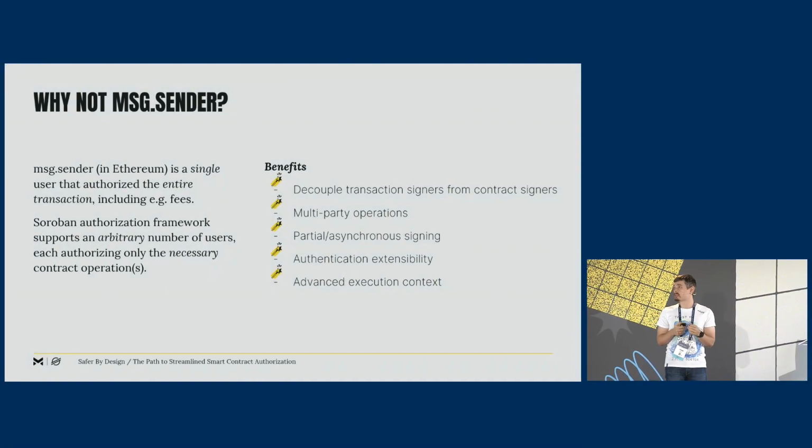These multiple parties may also sign only parts of the payload, and they may do this asynchronously with a big time delay, for example, without involving any on-chain state. It also comes with authentication extensibility and advanced execution context, which I will expand on in the following slides.